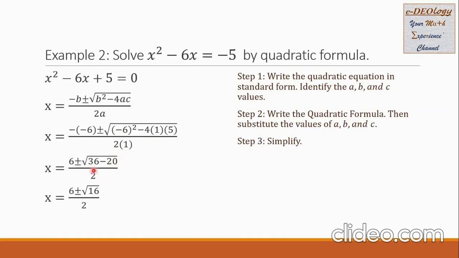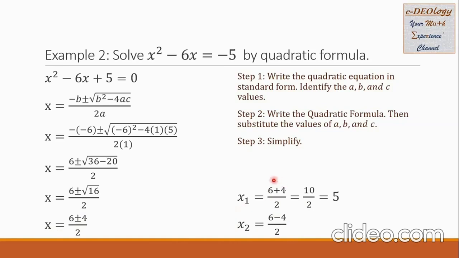And then we will simplify the 36 minus 20. It is now 16. So our radical now is square root of 16. And then we can simplify the square root of 16 into 4. And from this point, we're going now to split the plus and minus sign to get the two values of x. X sub 1 equals 6 plus 4 all over 2, and x sub 2 equals 6 minus 4 all over 2.